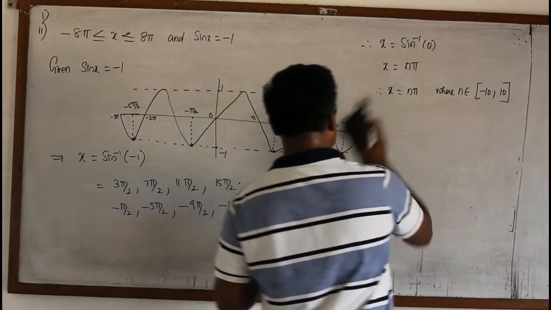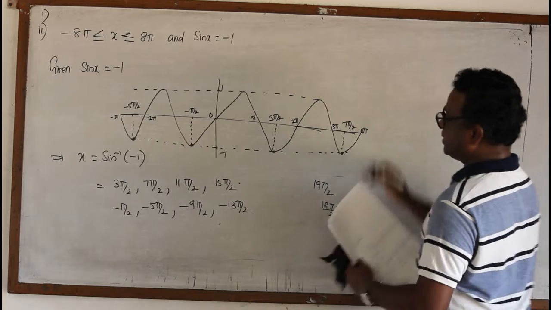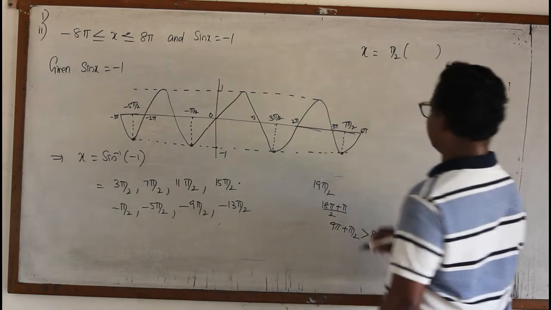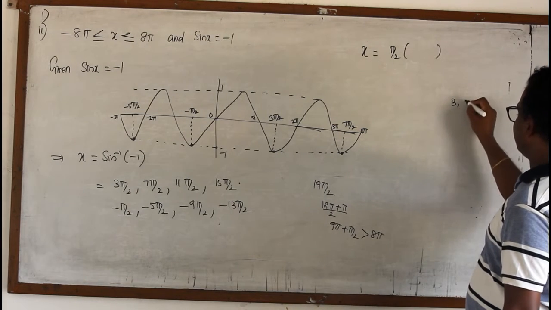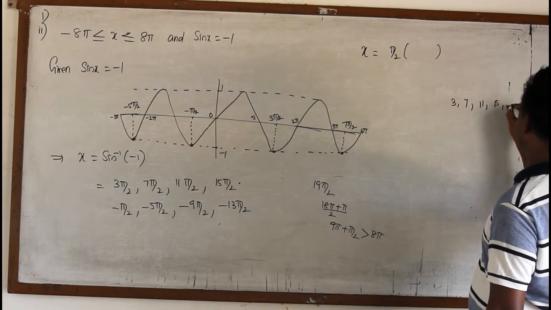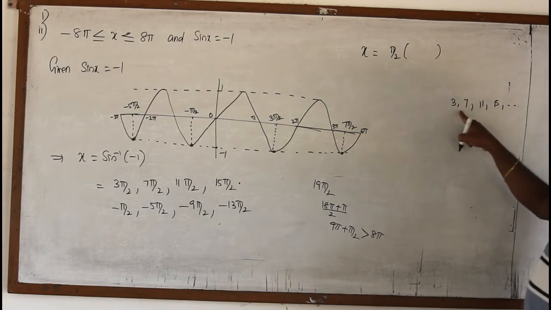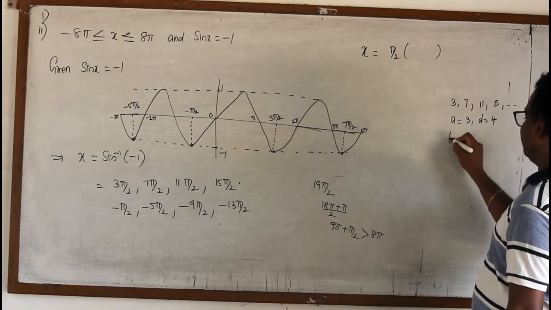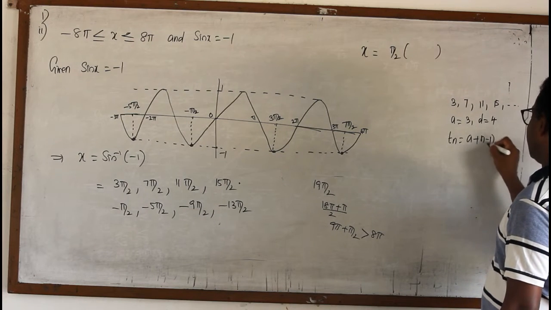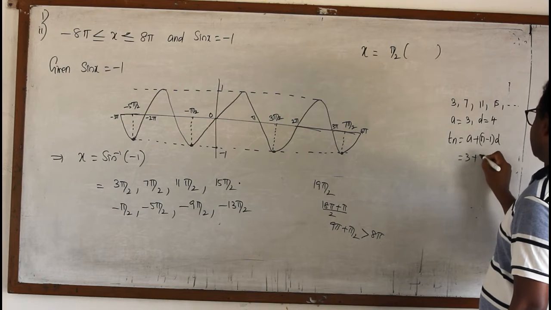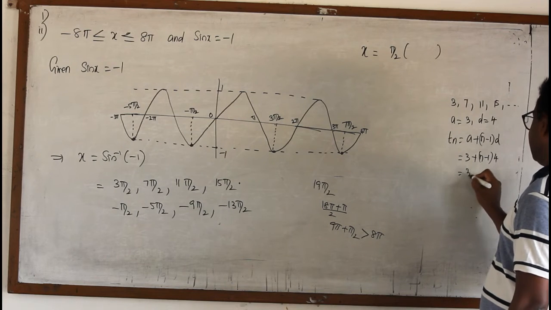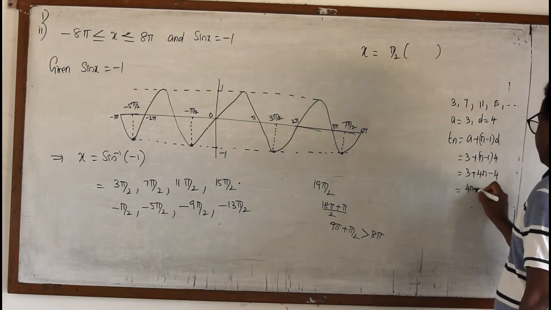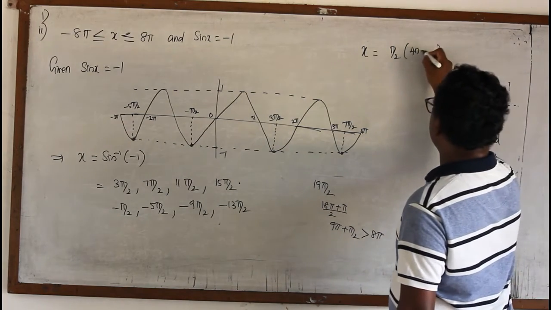So we shall generalize this. How to generalize? That is x equal to, here pi by 2 is common, into something I have to write. Just take down the numbers 3, 7, 11, 15, etc. Do they form an AP of common difference 4? So A equal to 3, D equal to 4. Then the nth term will be A plus n minus 1 into D. It is 3 plus n minus 1 into 4. It is 3 plus 4n minus 4. Then it is 4n minus 1. So I can write this one as 4n minus 1.